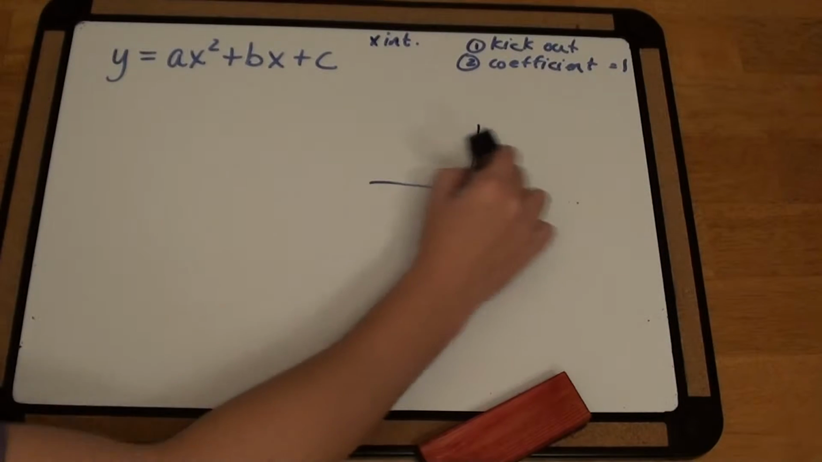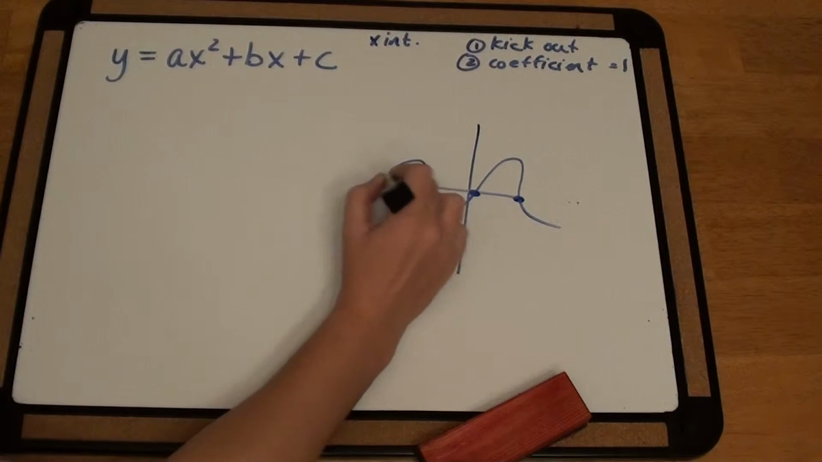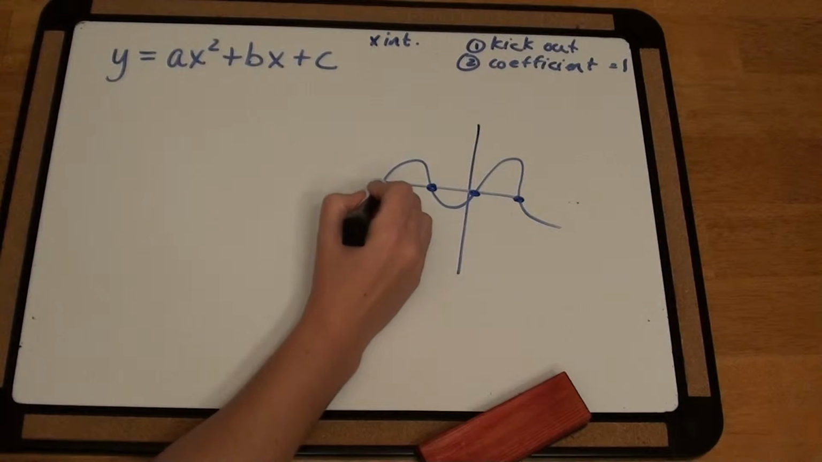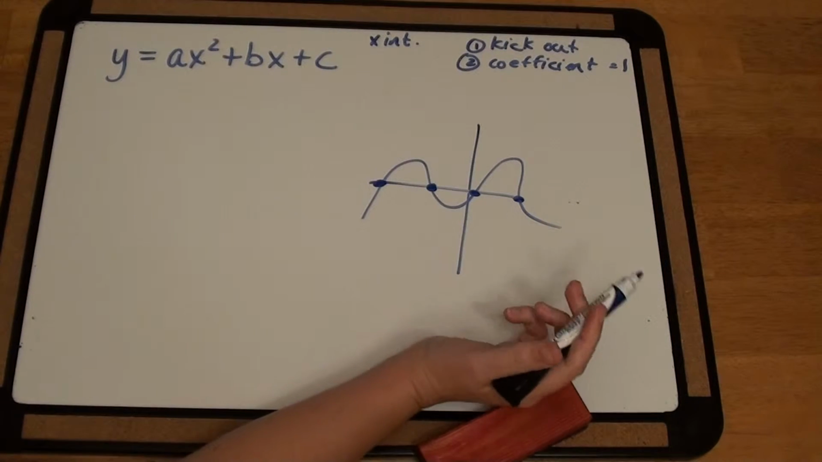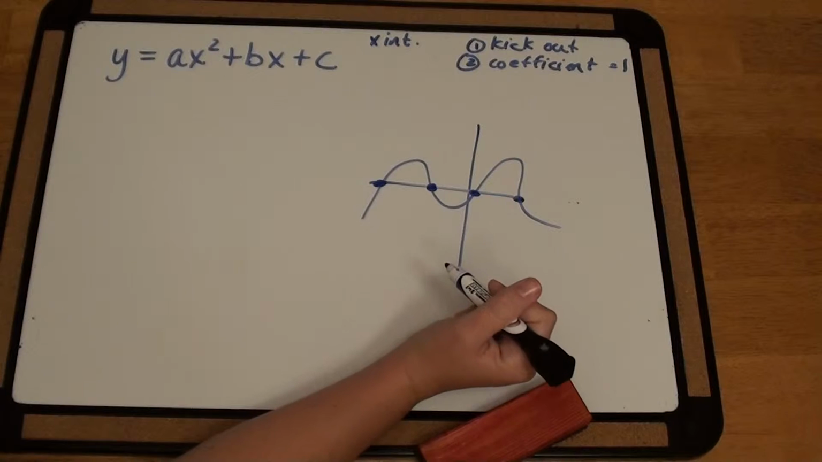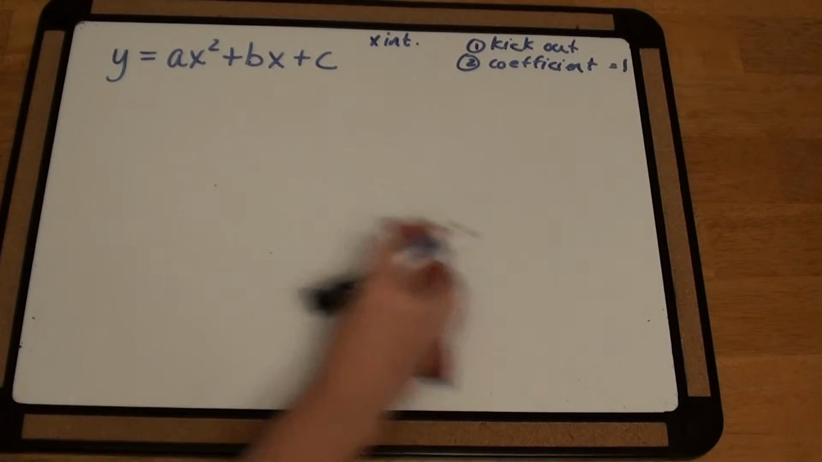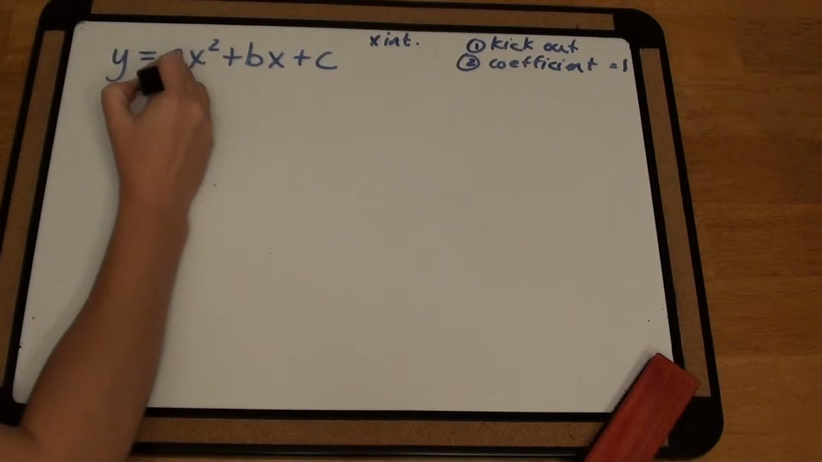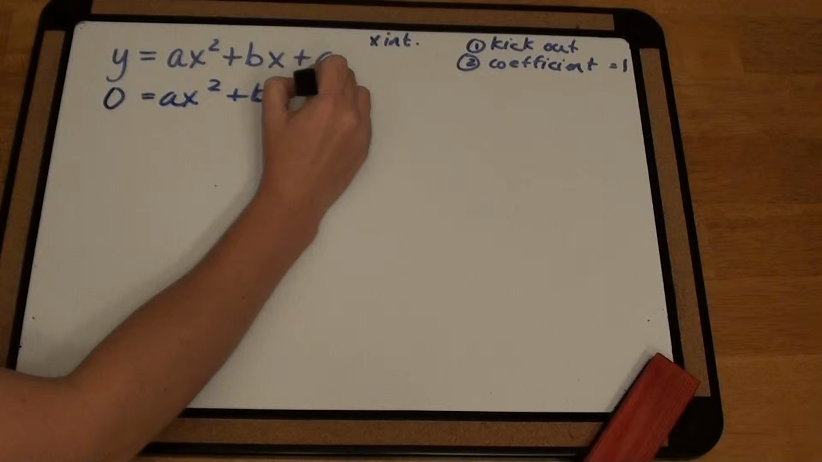Y is 0 when a graph crosses. So if we have a graph that's whatever, and this is not a quadratic, every time this graph crosses the x-axis, the one thing that's true about every one of these points is that the y value of that point is always 0. So we can just jump right to that. We know that 0 is ax squared plus bx plus c.